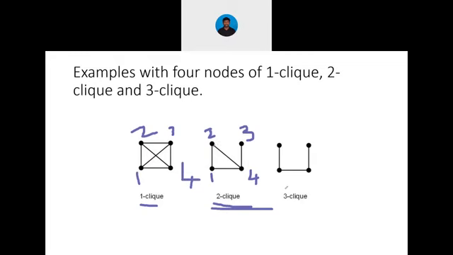Now verify this three-clique also. This is the first node. I am reaching the second node with a distance of 1, and I am reaching the fourth node with a distance of 1, and I am reaching this third node with a distance of 2. If I want to reach this third node from this second node, what may be the maximum distance here? 1 plus 1 plus 1.